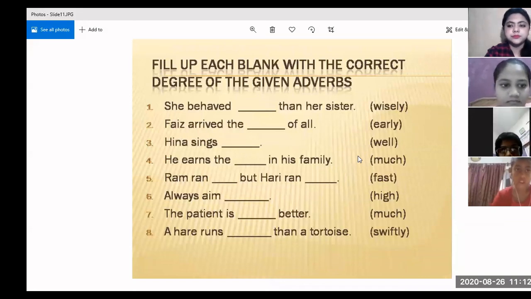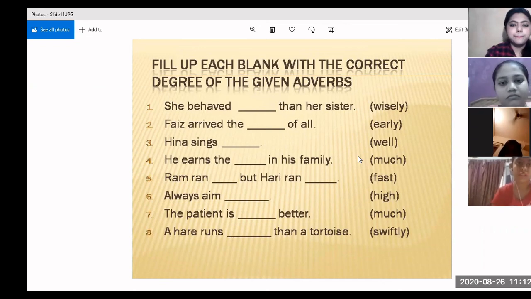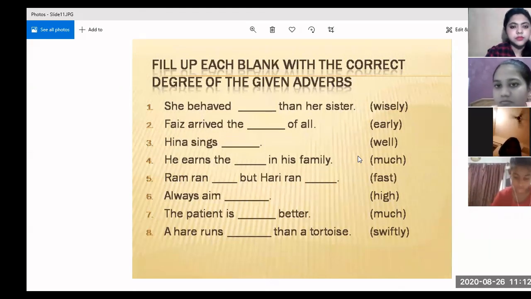Akshita. Ma'am, most. Why most? Anyone who doesn't agree with Akshita's answer? Yes, Shubh. What should be the answer? The patient is much better. Correct. The patient is much better.